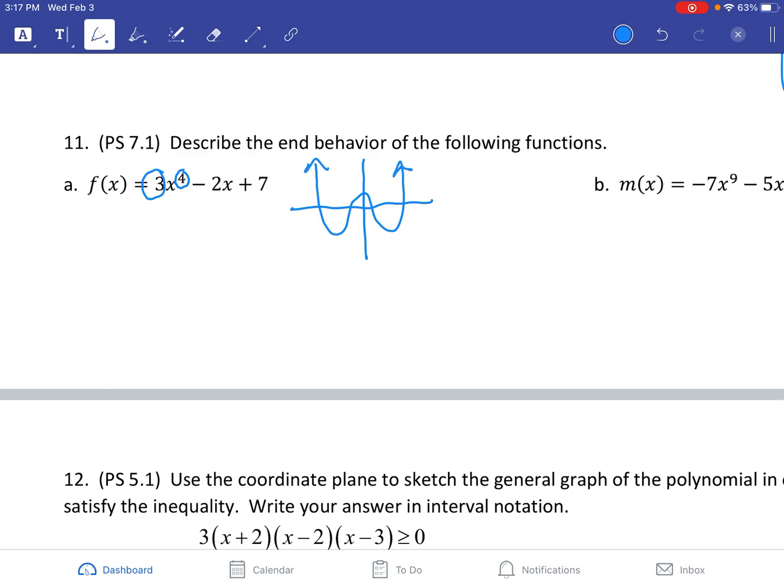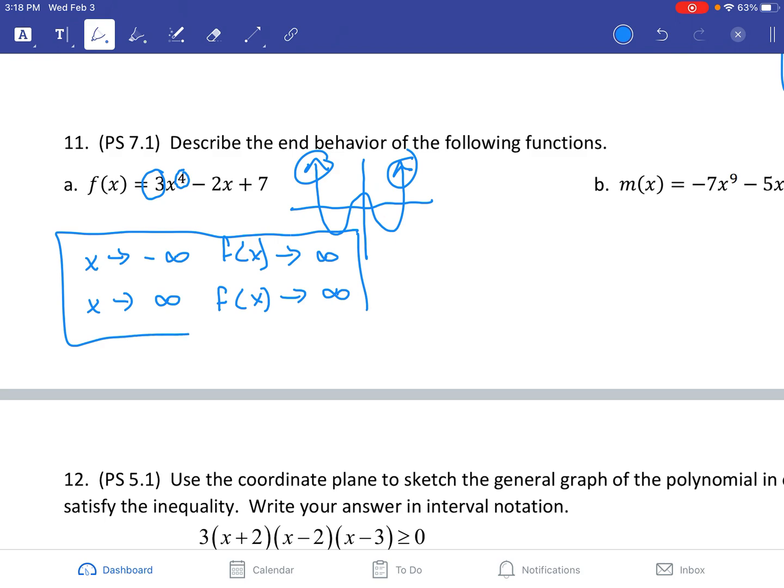Okay. We want to know what is happening here and here. So as x approaches negative infinity, f of x, so the graph, is going which direction? It is going up towards positive infinity. All right. Then as you move to the right, as x approaches positive infinity, what is the graph doing? It is going up towards positive infinity. There's your end behavior.